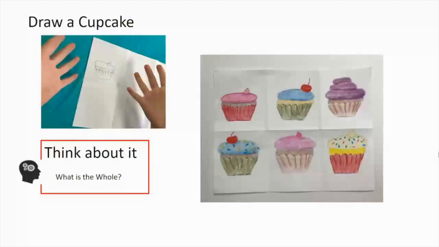The first lesson in this unit is to draw a cupcake. Students will practice drawing a cupcake 6 times and then consider what is the whole. All of the cupcakes together create the whole, with each cupcake being a part of this whole. Students are then asked to decorate their cakes and describe the whole using fractions.